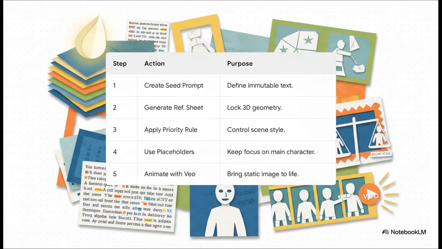So let's recap the entire visual engineering workflow one last time. Step 1. Create your immutable seed prompt. Step 2. Generate that reference sheet with Nano Banana Pro to lock in the 3D geometry. Step 3. Apply the priority rule by putting the scene style first in your prompt. Step 4. Use faceless placeholders for any background characters. And finally, Step 5. Animate your perfect static image with Veo, focusing only on action and physics.